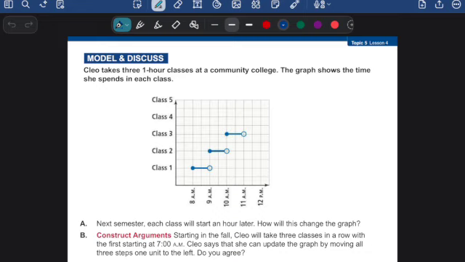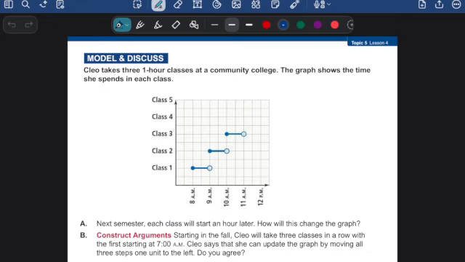It's a step function. We can see that it is a floor function because we have the lower end equal to. Cleo takes 3 one-hour classes at a community college. The graph shows the time she spends in each class. Next semester, each class will start an hour later. How will this change the graph?